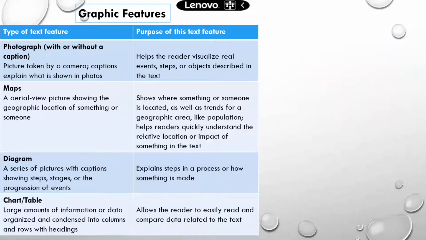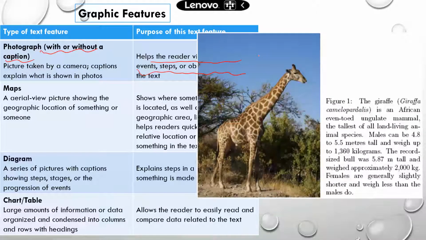So next, photograph. A photograph may come with or without a caption. Now, usually there is a caption, because without a caption, you probably don't know what the picture is about, right? And this is very common in science. A photograph is a visual aid to help readers visualize real events, steps, or objects. So this is a photograph of a giraffe, right? And you can see this is a caption for this image. It explains what animal is in the picture and some information about this animal.